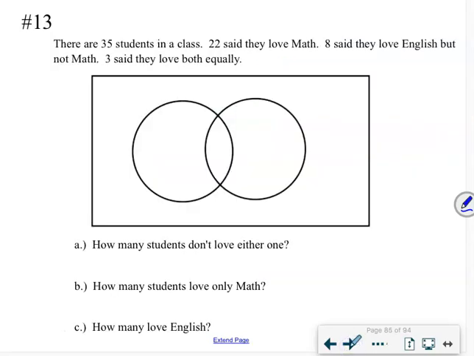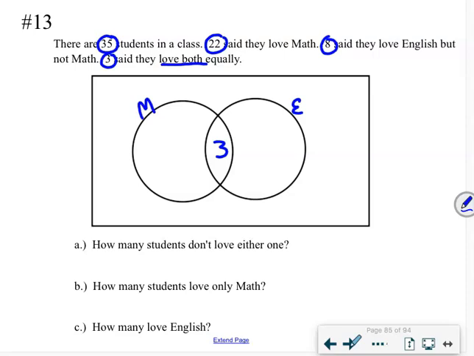Number 13. There are 35 students in class. That's an important number. 22 said they love math. I'm going to make a math circle. 8 said they love English, but not math. So here's English. 3 said they love both equally. So I'm going to take the both number and put it right into the overlap. That's how many love both.